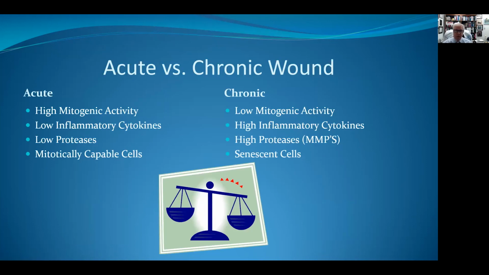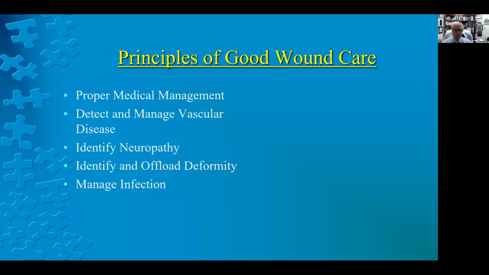An acute wound is different than a chronic wound. In acute wounds, they have a very high mitogenic activity. They have very low inflammatory cytokines, low proteases, and the cells are not senescent. When a wound converts from an acute to a chronic wound, the cells lose their ability to divide. Very high inflammatory cytokines, very high metalloproteases that are present there that inhibit wound repair. The cells just become very senescent. So this is what we have to evaluate when we're dealing with wounds in wound care clinics to differentiate, and we try to convert a chronic wound into an acute wound.